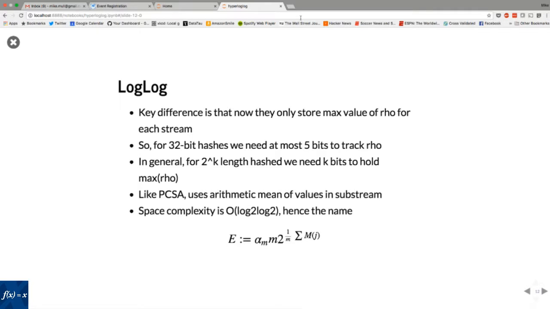So in the LogLog algorithm, basically what they're doing is the same thing they were doing with the previous algorithm, except now instead of making this bitmap, each substream just keeps track of the maximum value of that rho function. And since they're using a 32-bit hash function, they only need 5 bits to keep track of where that bit is in the hash. Again, exactly the same as the PCSA, when they calculate that value across all the streams, they just average it. They do a simple average of the values in the streams.